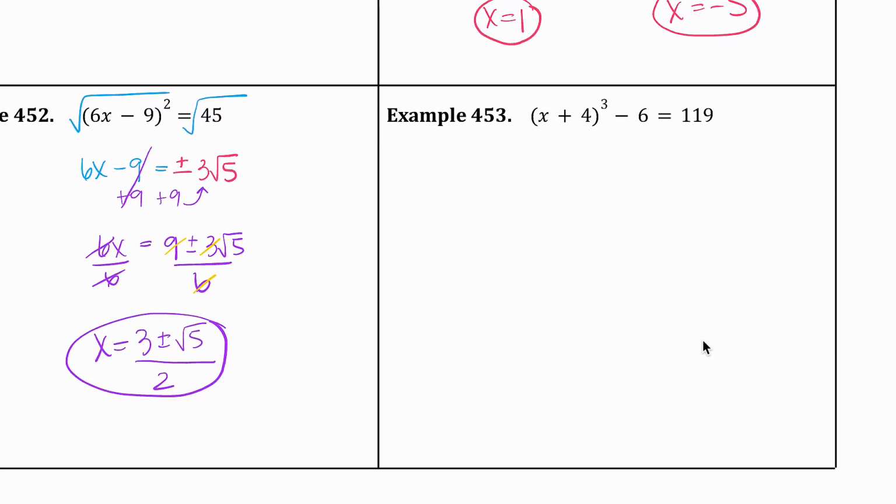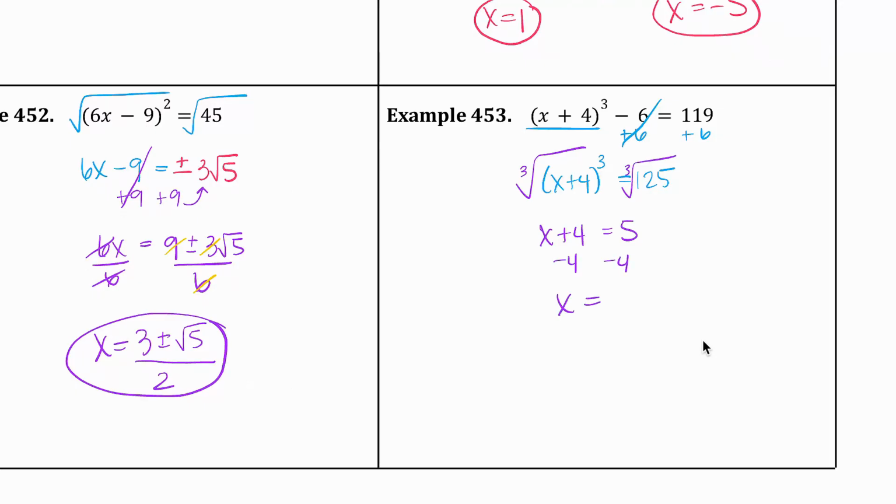All right, on 453, first thing we're going to have to do before we take the cube root of both sides is we want to isolate that x plus 4 to the third power. To do that, I'm going to move that 6 to the right side. So I get x plus 4 to the third power equals 125. I'm going to take the cube root of each side, and I get x plus 4 equals the cube root of 125, which is just 5. When it's an odd root, we don't have to worry about the plus or minus. It's just that number. So if I solve for x, if I subtract 4, I get x equals 1.